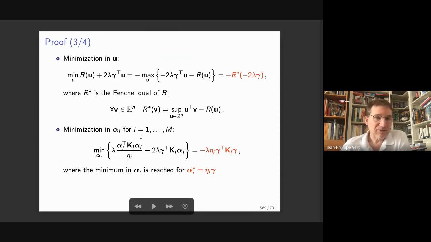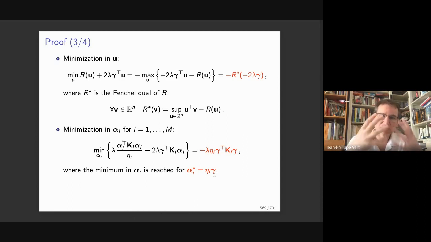The minimization in alpha is even easier. There is no R anymore. We just have a quadratic function in alpha. So just set the gradient to 0, do the computation yourself, and you will find that the minimization in alpha gives a simple function of gamma. It's a quadratic function in gamma: minus lambda eta i gamma transpose K i gamma. And the link between the primal and dual variable is that the minimum is reached for alpha i equal to eta i gamma.